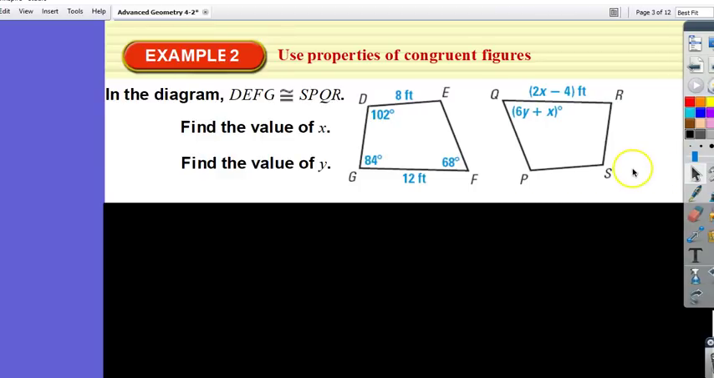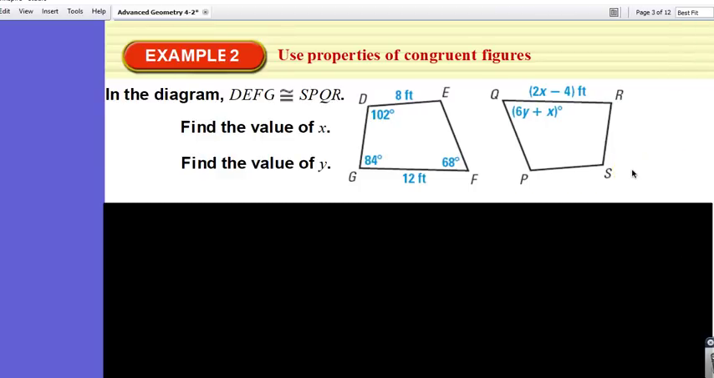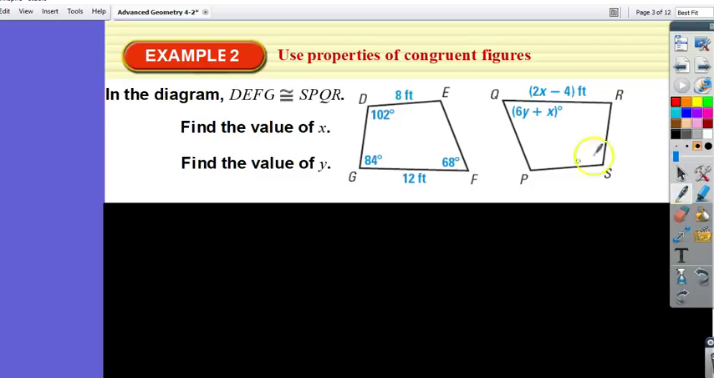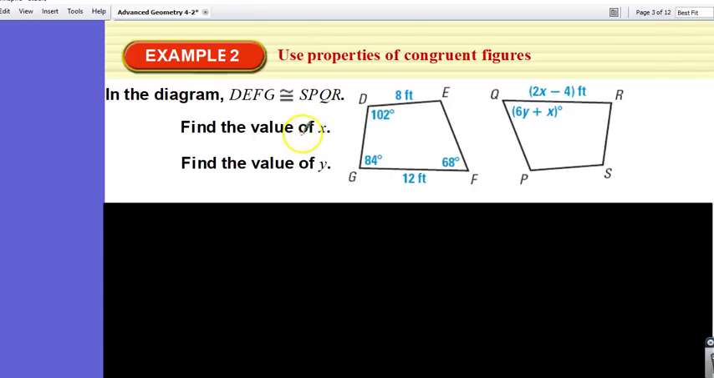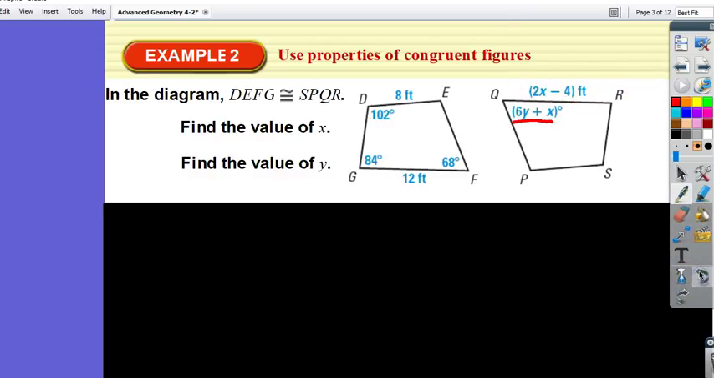In the diagram, DEFG is congruent to SPQR. Find the value of X, find the value of Y. So we need to use this congruent statement to know what goes with what. So we're looking for the value of X. We have an X here. Our X contains a Y. We also have an X here that does not contain a Y. So I know I'm going to probably be using this one up here. So let's just clean that off real quick. All right, so this one just has an X.